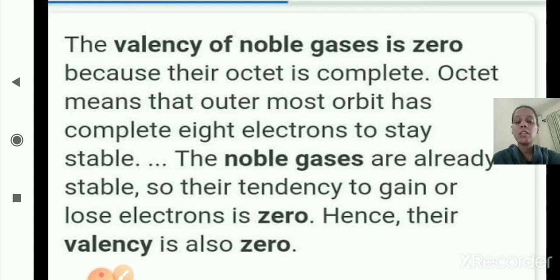Why their valency is 0? Because they have 8 electrons in the outermost shell, so their octet is completed, and they have an electron octet. So they are not losing electrons, they are not gaining electrons. Hence, because of this reason, their valency is 0. So all the noble gases have 0 valency.